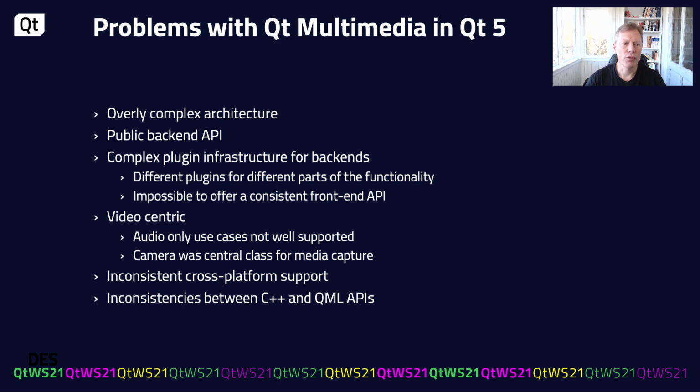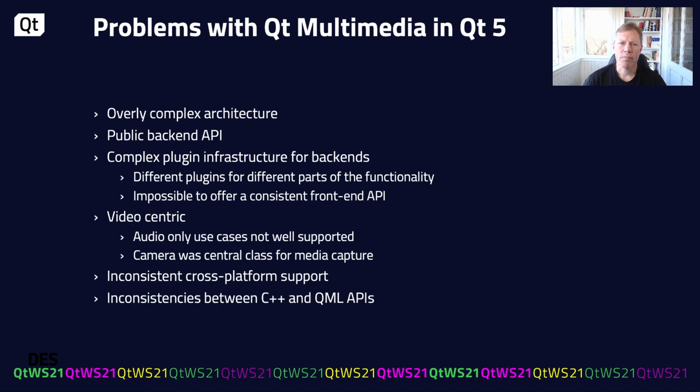Qt Multimedia in Qt 5 was suffering from an overly complex architecture. There were multiple problems in there. We, for example, had a public backend API that made it very hard to change architectural things and change implementation details on the backend side.